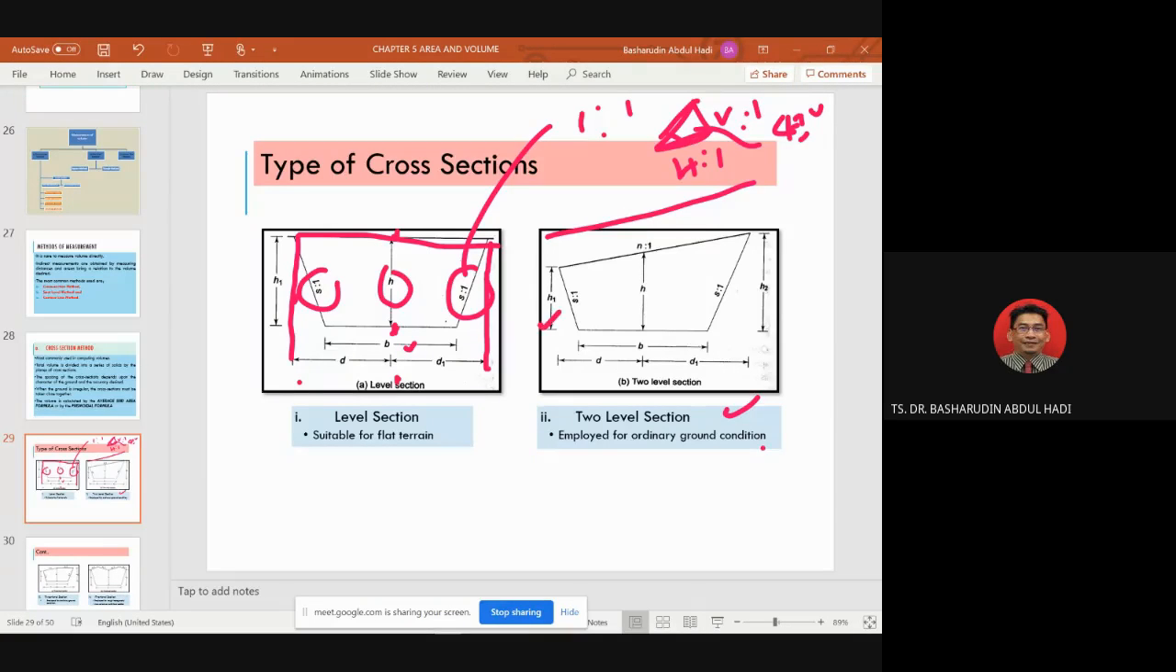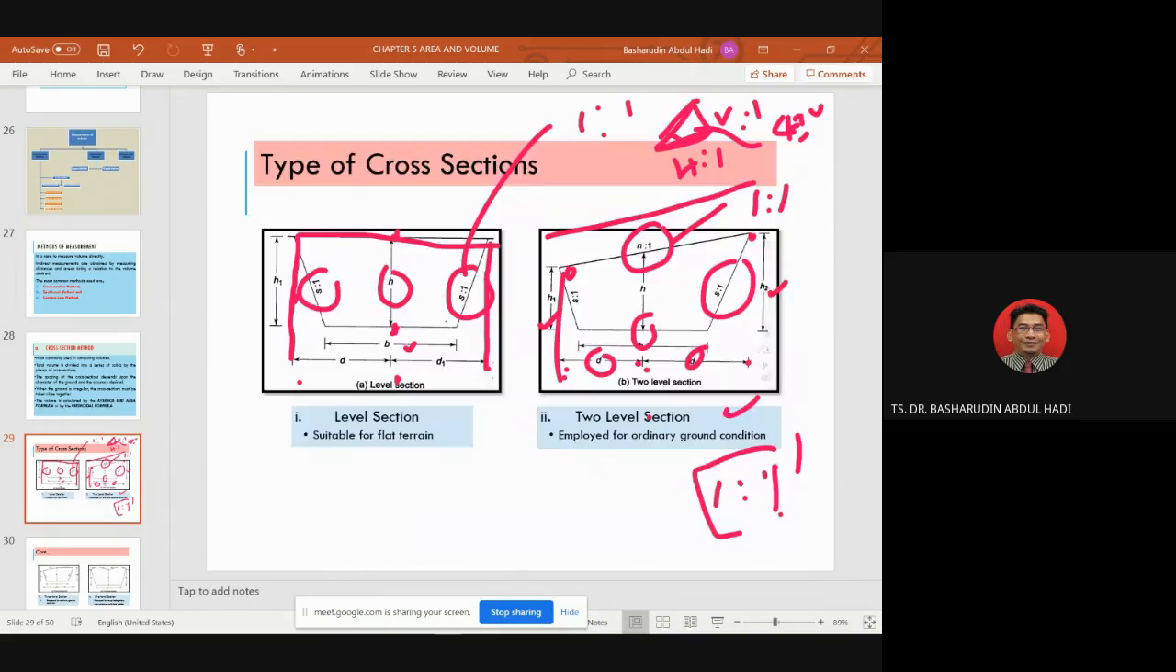Now next you can see H1 and H2 are not the same, because this is a two-level section. So this point is H1, this one is H2, and you have N. N equal to 1 means that the slope gradient is maybe 1 to 1. And this one is your slope, S over 1. So if your S is equal to 1, your value is also 1, so the scale is 1 to 1. And this is the breadth of the highway or road, and D is from the center to the cutting edge of the road. So this is the type of cross section.